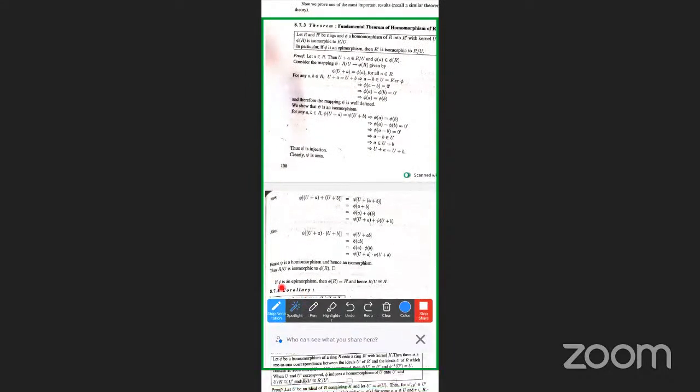So if pi is an epimorphism, then pi of R is equal to R'. In particular, if pi is an epimorphism, then R' is isomorphic to R by U. So here we are taking pi of R is equal to R'. Hence, R by U is isomorphic to R'. So this is the next case. So this is a very important theorem, the fundamental theorem of homomorphisms of a ring. So question: state and prove the fundamental theorem of homomorphisms of a ring.